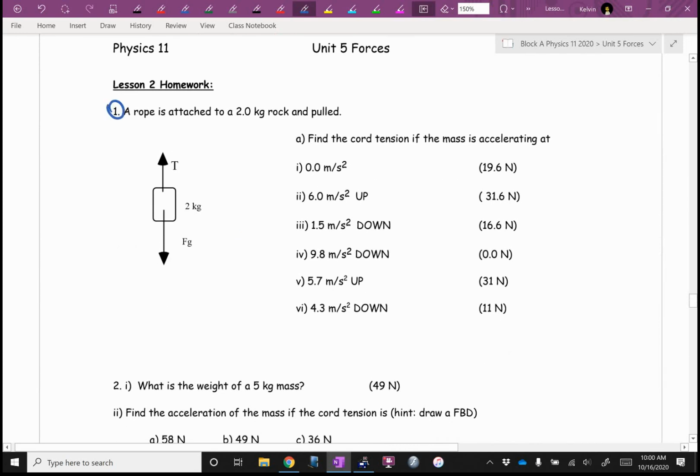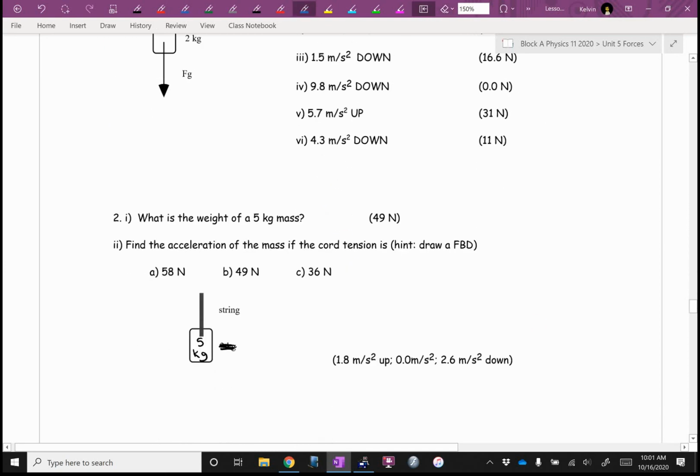Number one. So number one, you can do a whole bunch of little free body diagrams. You might be able to fit it on this piece of paper. I would recommend a separate piece of paper. So you're finding the tension, and I'm giving you a bunch of different situations. The mass is 2 kilograms. In one situation, we're accelerating at 0 meters per second squared. We're accelerating 6 meters per second squared up or down. See if you can solve for tension there. I put the answers in brackets.